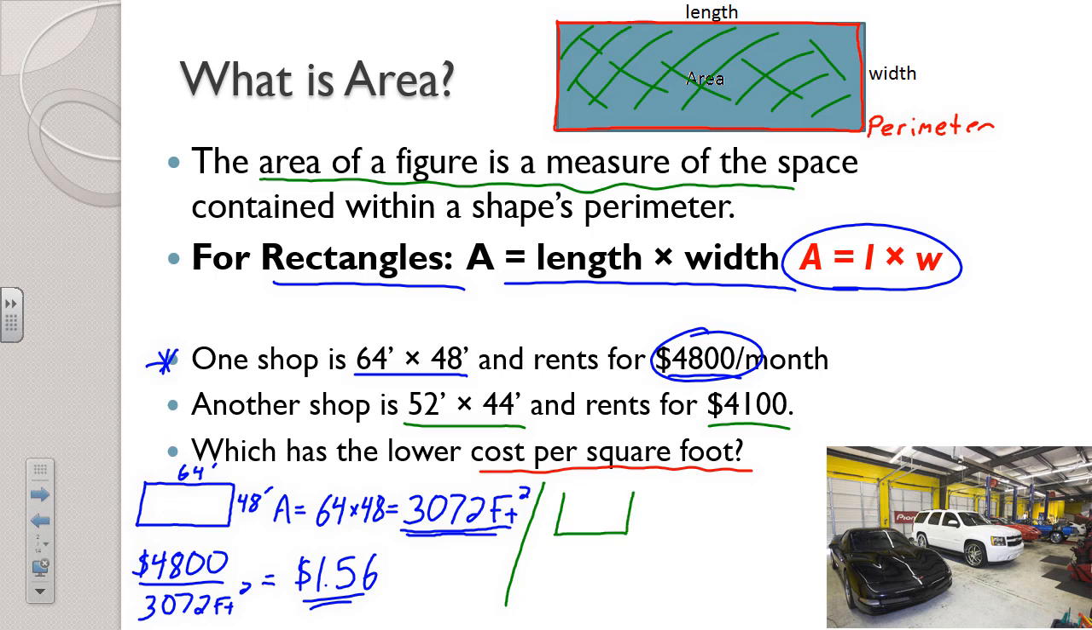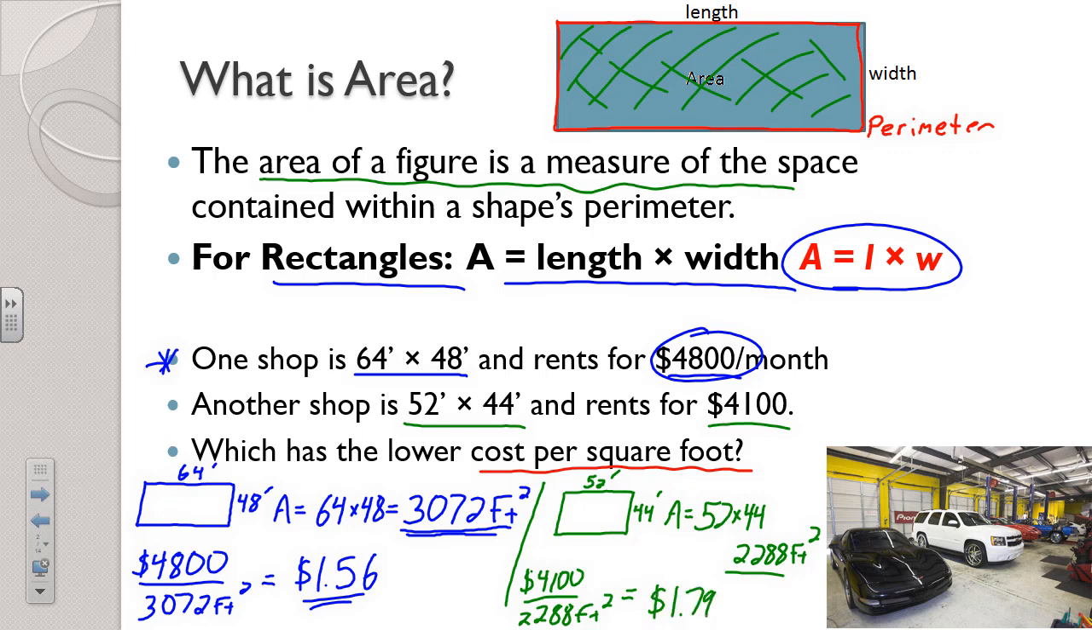Okay, that other shop is also a rectangle. It is 52 feet by 44 feet. And the area of this shop is 52 by 44, which is 2,288 square feet. So now, to find the cost per square foot here, we're paying $4,100 to get 2,288 square feet, and when you divide that out, you should get $1.79 per square foot. I didn't label my other one. That was $1.56 per square foot. And there we go. So the smaller shop is slightly more expensive.